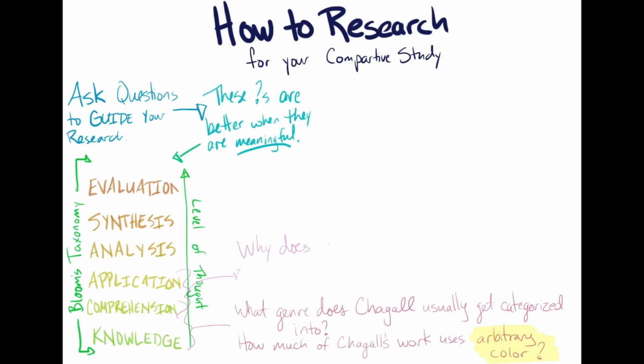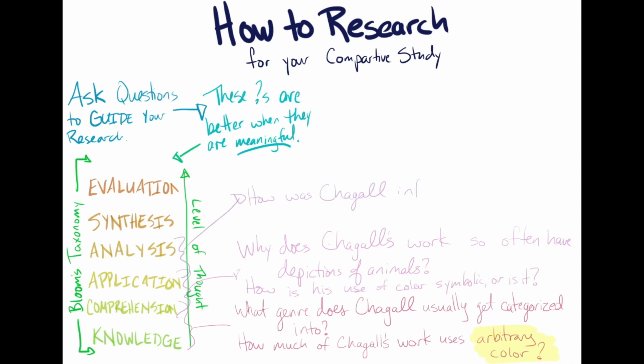So getting a little bit higher into the application and comprehension range, you're looking at questions like, why does Chagall's work have animals so often? Why does he have so much color? Or how is it symbolic? Is it symbolic? That's a question that pushes back against the arbitrary color, because if it's arbitrary, it means it doesn't mean anything. It isn't meant to represent an emotion or a feeling, nor is it meant to represent the object. It's just a random color chosen, quote-unquote, arbitrarily. So again, an application and comprehension question: why does Chagall's work often have depictions of animals, and how is his use of color symbolic, or is it?